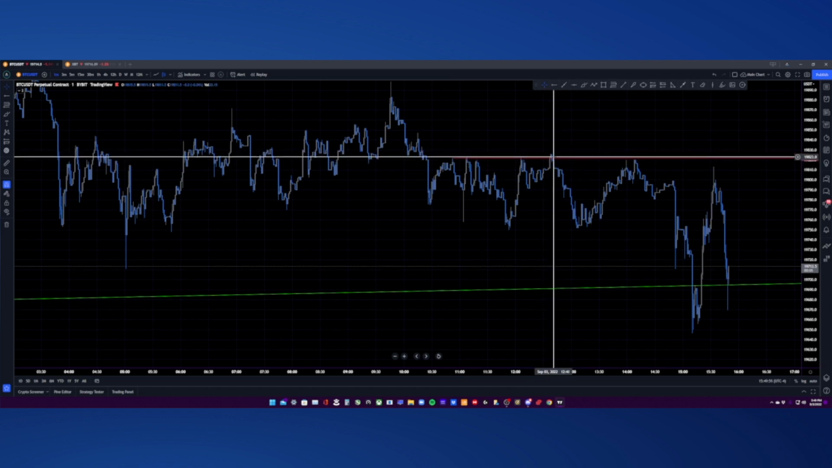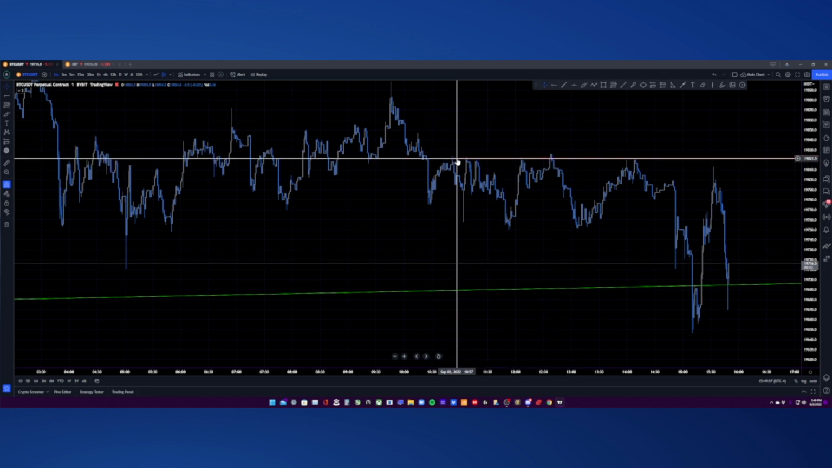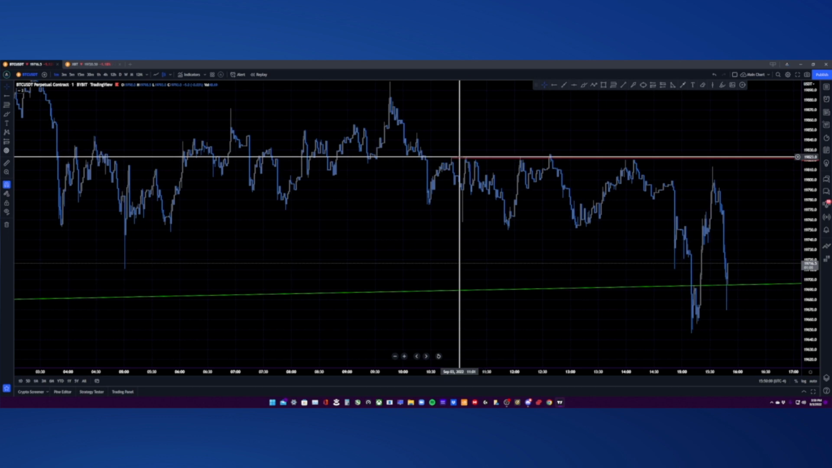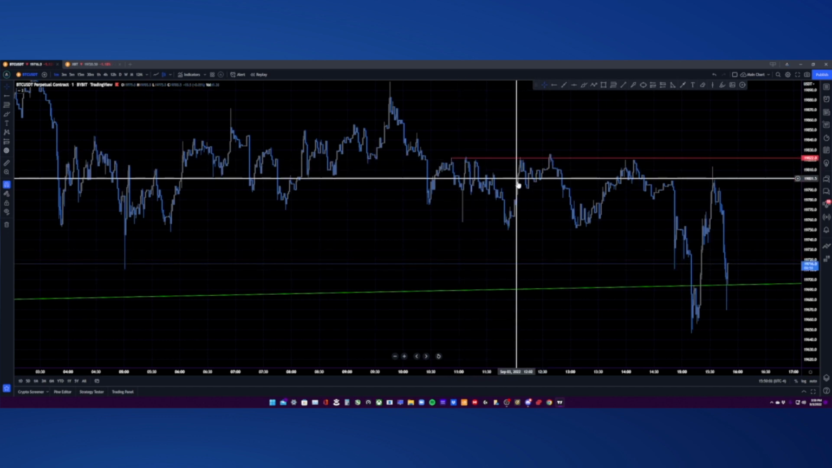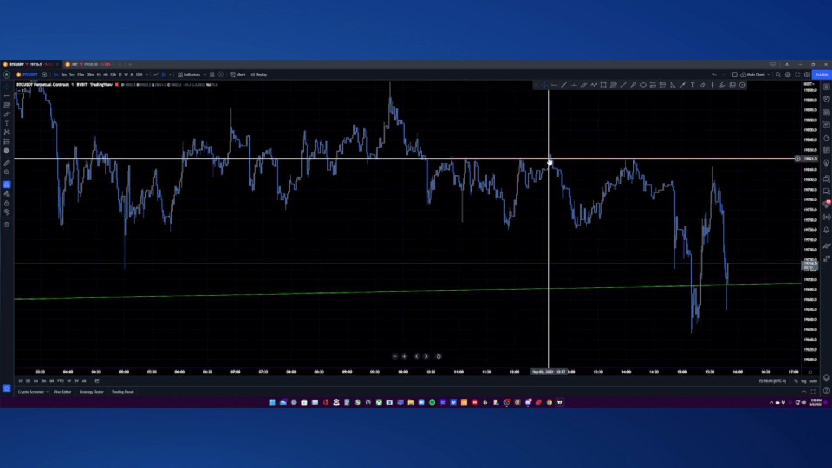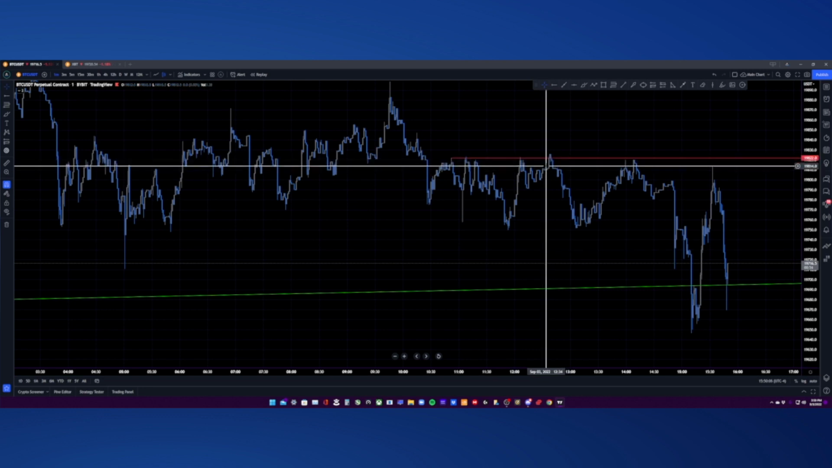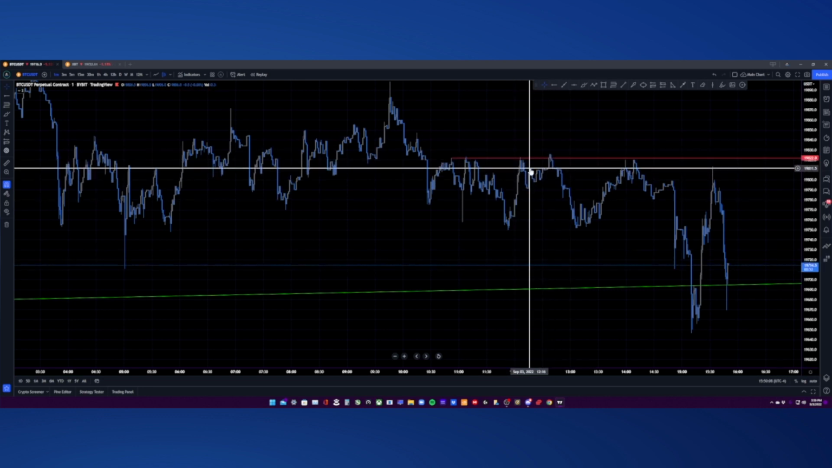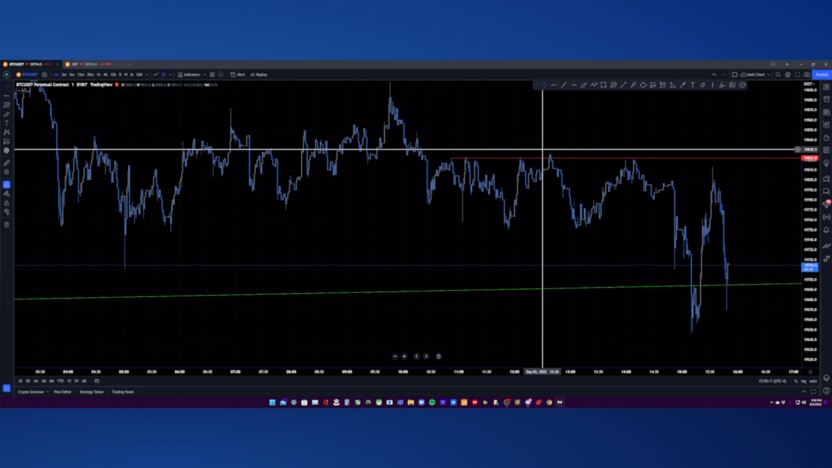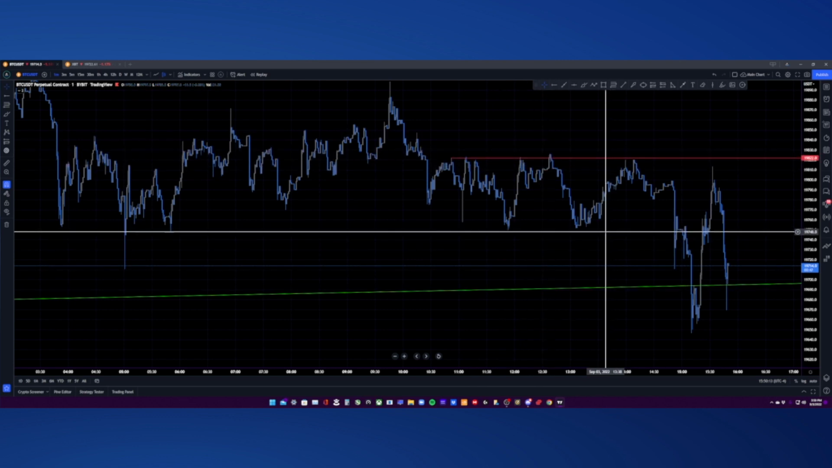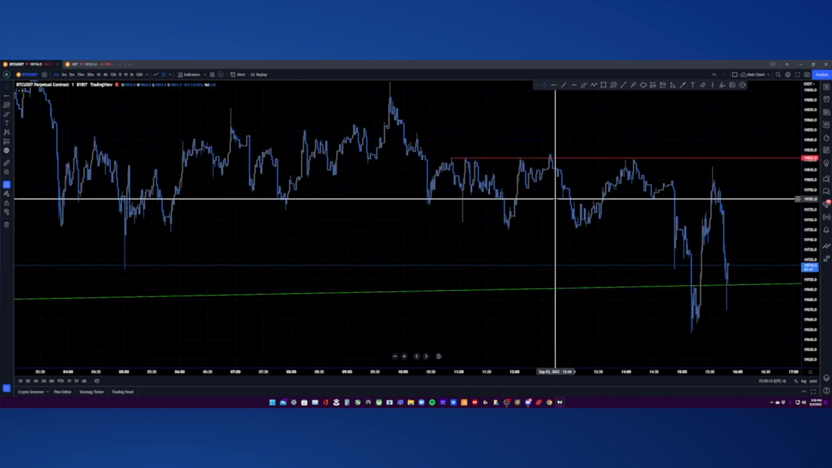That's a sweep, and a sweep is grabbing liquidity. So it's grabbing all the people that were shorting, right? All these people were shorting, and they grab those stop losses to fuel their move down. Like, that's how they fill their orders.